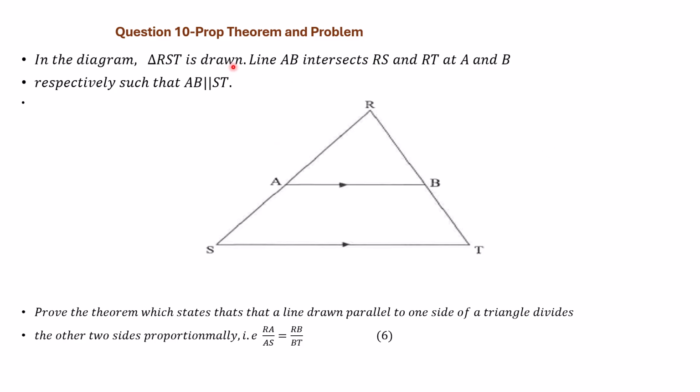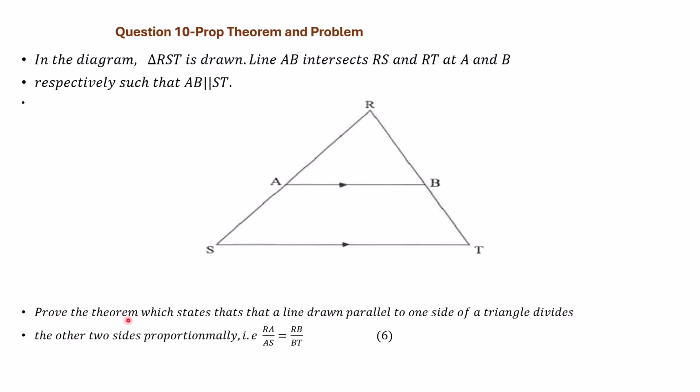So they have question 10 there, prop theorem or proportionality theorem. In the diagram, triangle RST is drawn. So we have RST, the big triangle. Line AB intersects RS and RT at A and B, such that AB is parallel to ST. So the space between those two is even. That's what they mean when they say they are parallel.